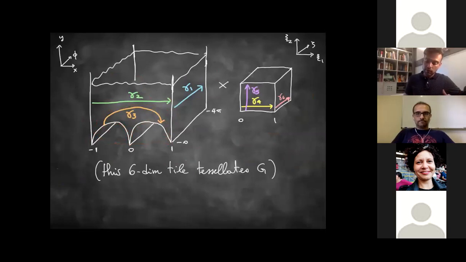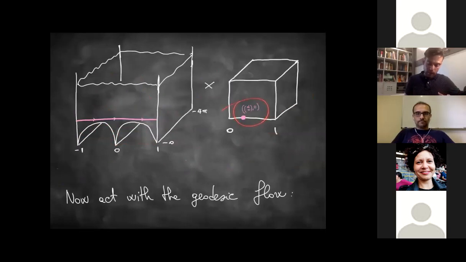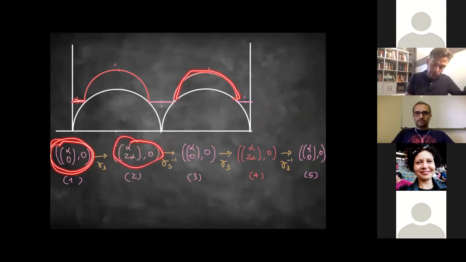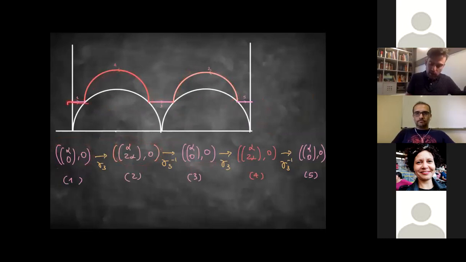Let's see what the generator does to this point here, right? This generator is gamma 3 and gamma 3 inverse in this case. Every time you apply that generator, it moves that point. While you're here, that point is fixed here. While you're here, this is a different point. Then when you're back here, it's back to where it started, and then it jumps again, and then it jumps again, and so on. Right?